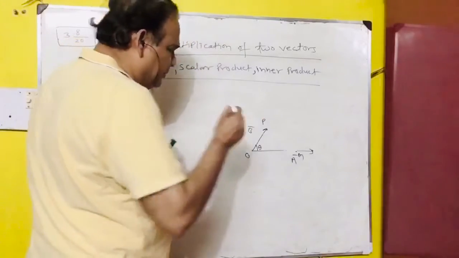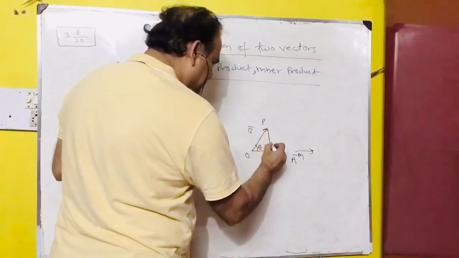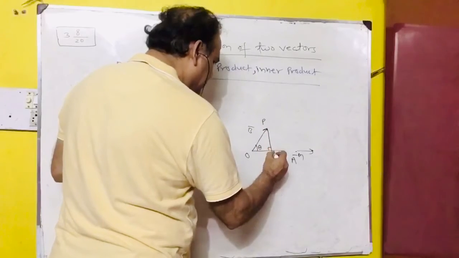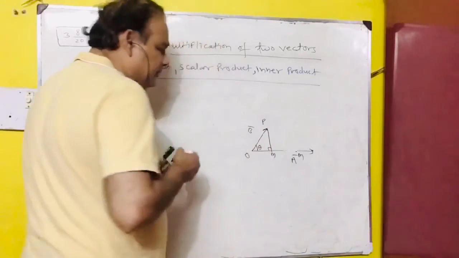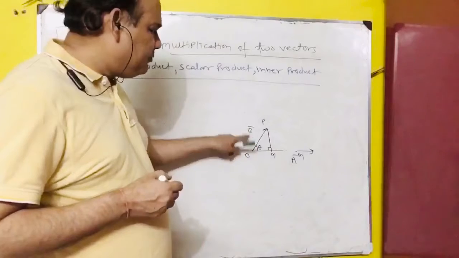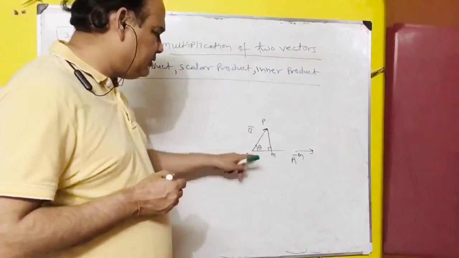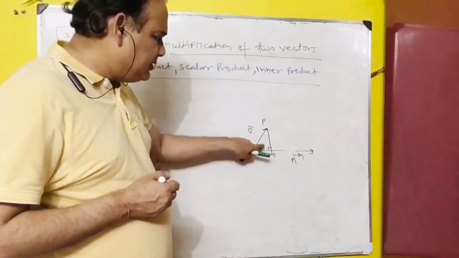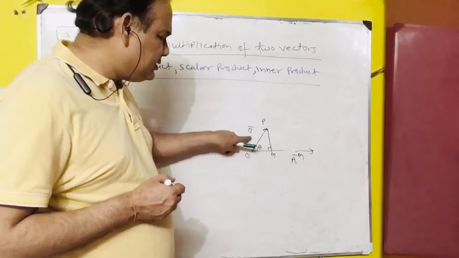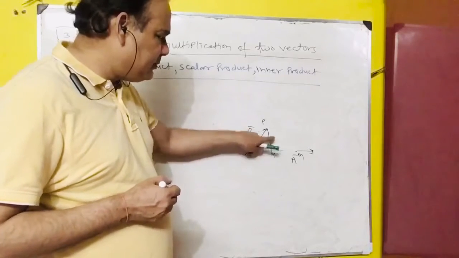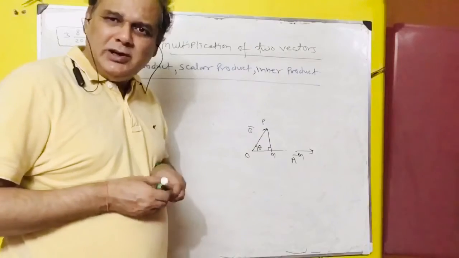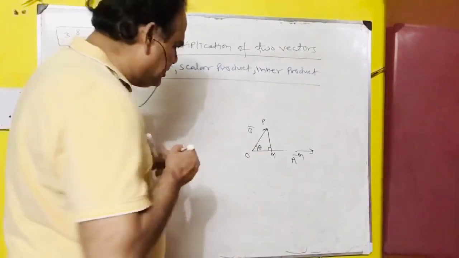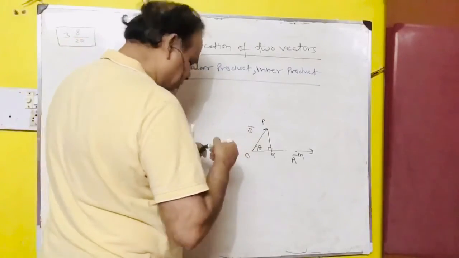So if we drop a perpendicular from P, this is our perpendicular P. And now OM is the component of P vector in the direction of A. So we have to find OM. Now this is theta, 90 degrees, so this is hypotenuse and this is perpendicular, so this is base. It means we have to find base. So base निकालता हूँ, देखो मैं.